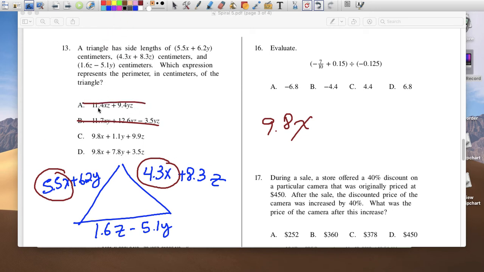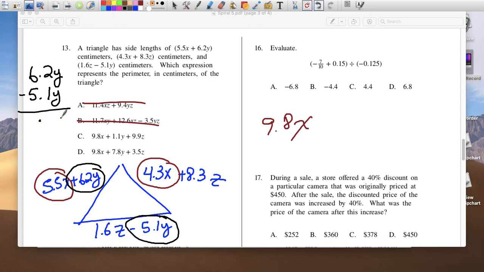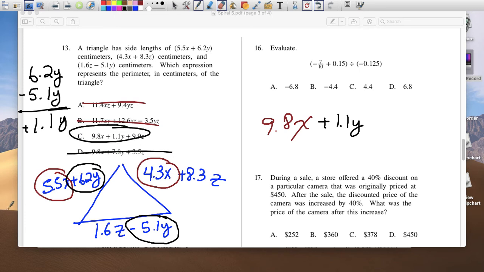Let me choose a different color, and I'm going to do the y. So I have plus, so that's positive 6.2y, and there's another y, but this is a minus 5.1y, so we're going to have to subtract these two. So y comes down, 2 minus 1 is 1, and 6 minus 5 is 1. That should be 1.1y, so positive, by the way. So plus 1.1y. Do either of these two answers have 1.1y? Yes. This is automatic garbage.